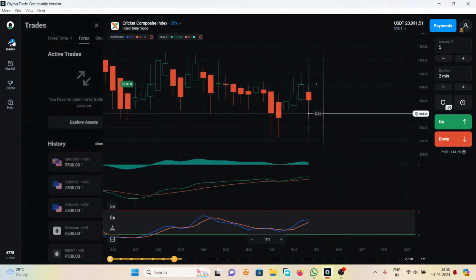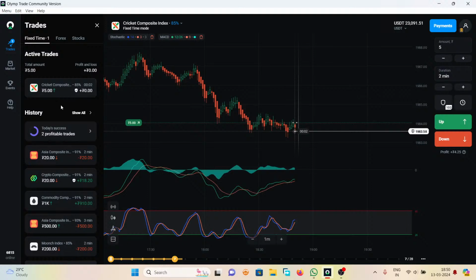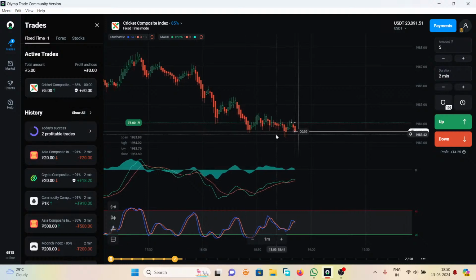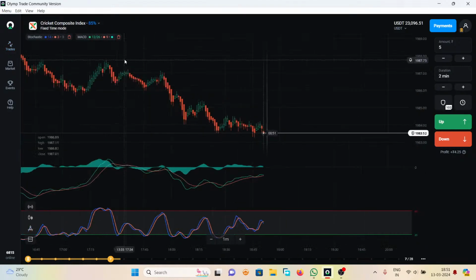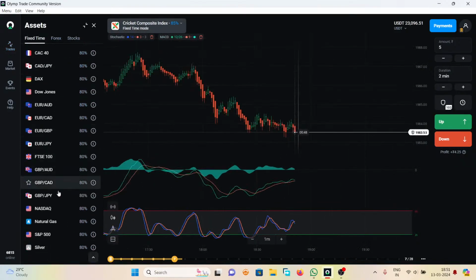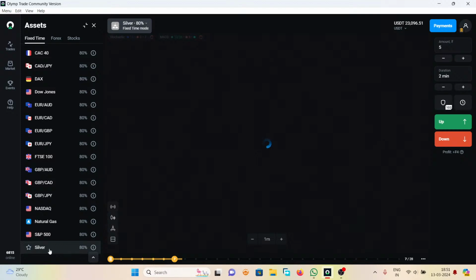However, I am using basically the martingale system, and as per the martingale system, one trade is profitable, second trade, actually I use the real money, so it was a loss, and third trade is no profit, no loss. Let's find some signal from some other asset.